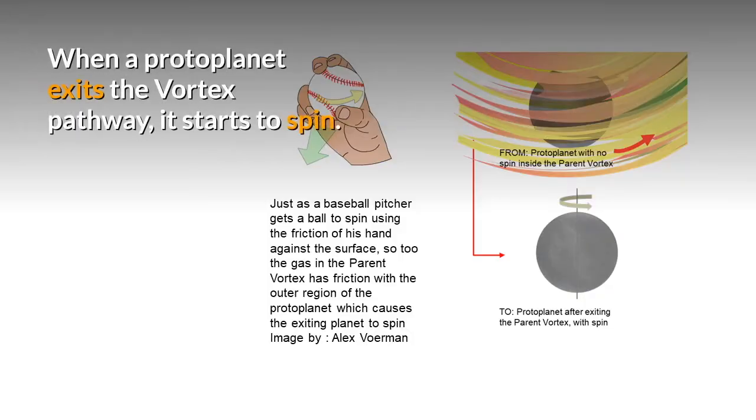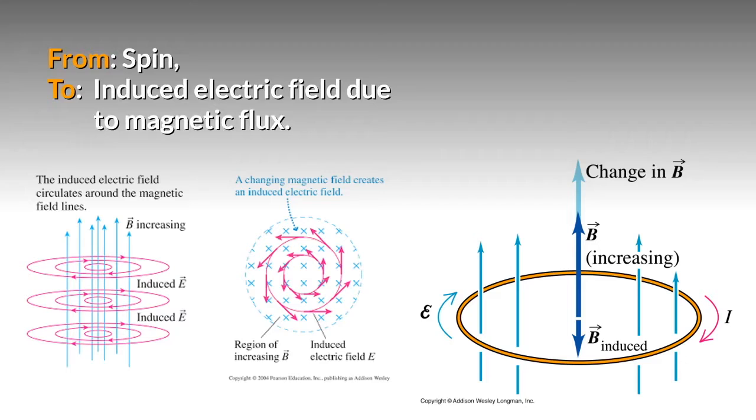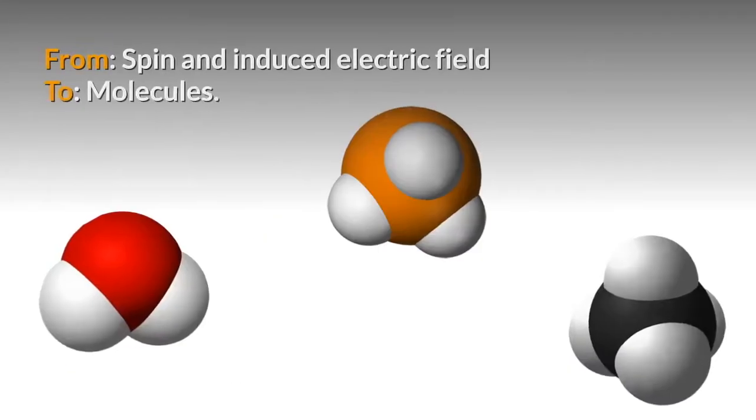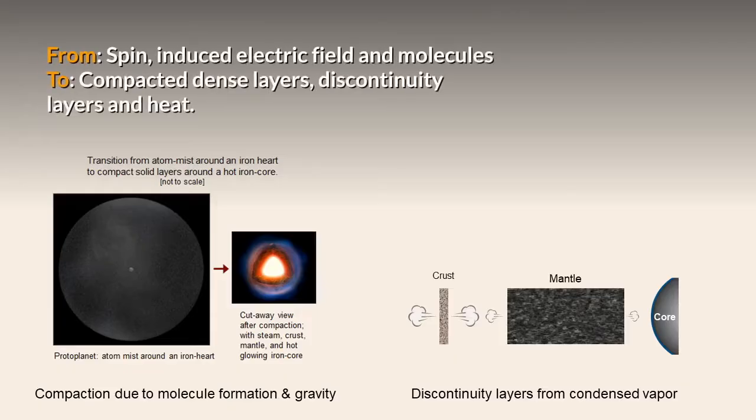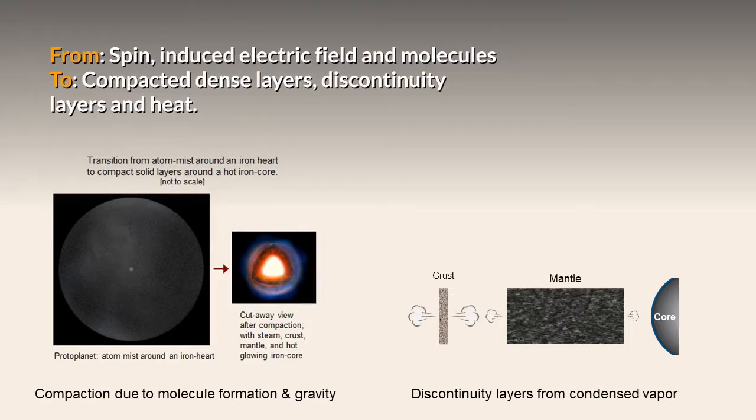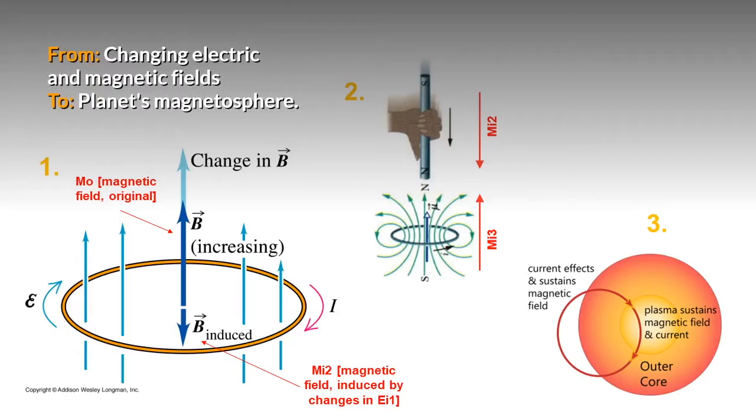When a protoplanet exits the vortex pathway, it starts to spin. From spin to induced electric field due to magnetic flux. From spin and induced electric field to molecules. From spin, induced electric field and molecules to compacted dense layers, discontinuity layers and heat. From changing electric and magnetic fields to planet's magnetosphere.